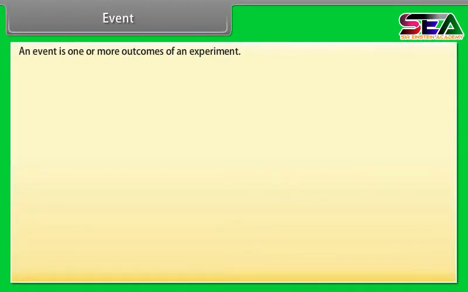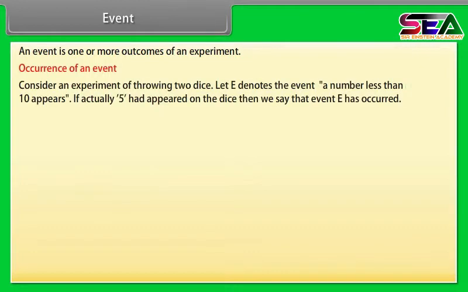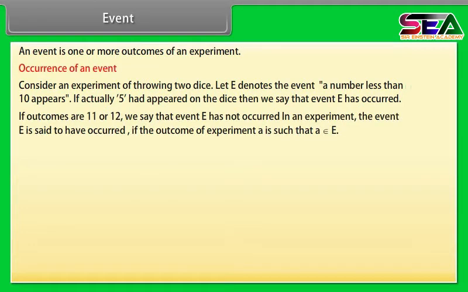Event. An event is one or more outcomes of an experiment. Occurrence of an event. Consider an experiment of throwing two dice. Let E denote the event: a number less than 10 appears. If actually 5 had appeared on the dice, then we say that event E has occurred. If the outcomes are 11 or 12, we say that event E has not occurred.